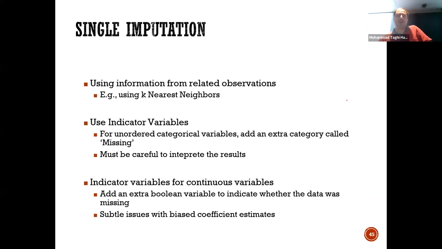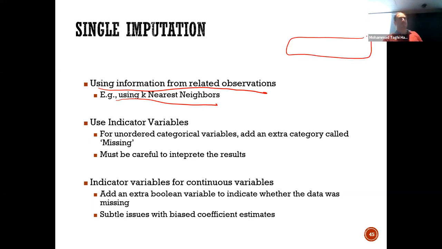Another thing that is actually good and people are using it is using information from related observations, using k-nearest neighbor. So you have this data, for example, these people. I talked about the similarity measures between 2 records, this comparison vector that we had. Now, you can find from this comparison vector how similar each record is. So I have record A, and I want to get the similarity between this and A1, A2, to AN. These are all other records.